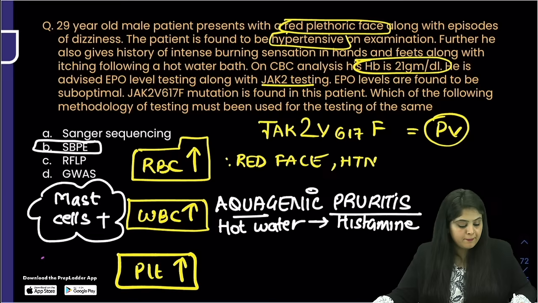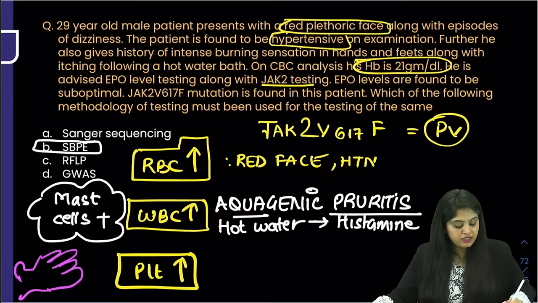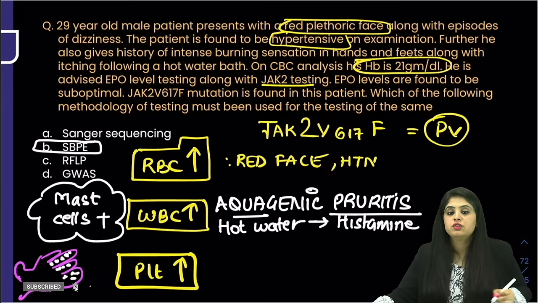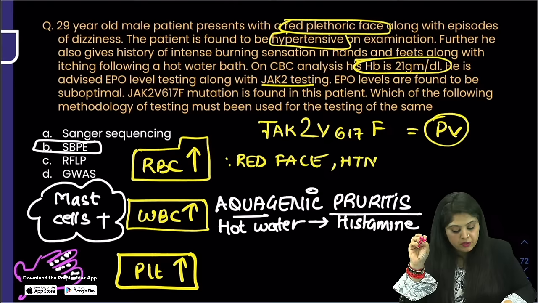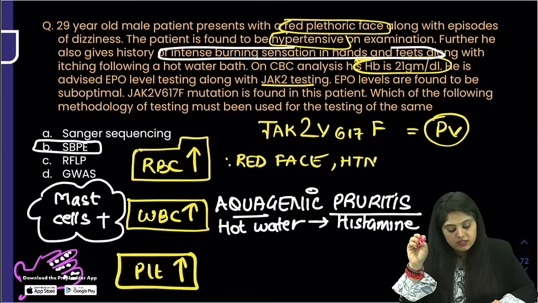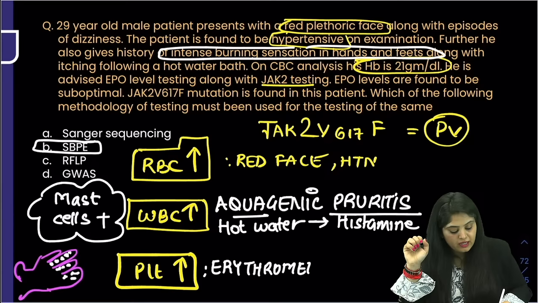Look, for example, these are your fingers. Horrible hand I have drawn. Just imagine that this is a hand. And imagine that your fingers are having too many platelets that are clogging the circulation over there. So the patient will say, my fingers are having a lot of burning sensation. Have a look at this. Intense burning sensation in the hands and the feet. That condition is known as erythromelalgia.